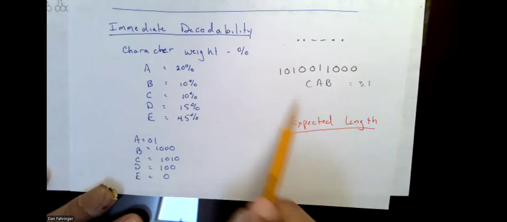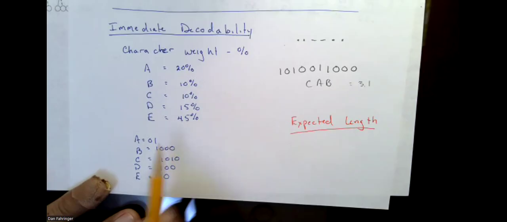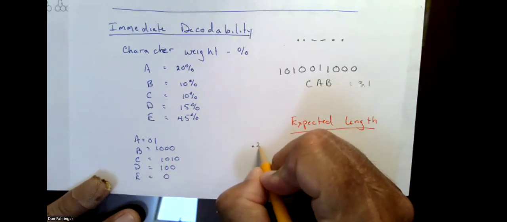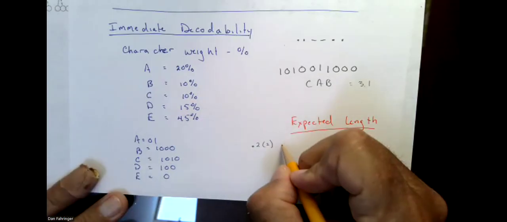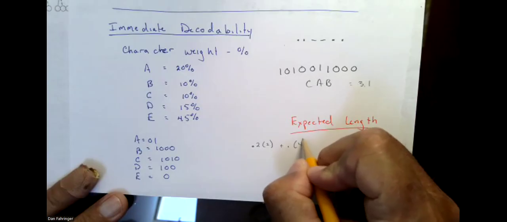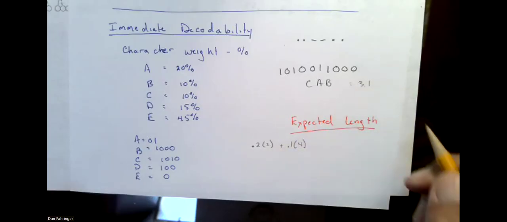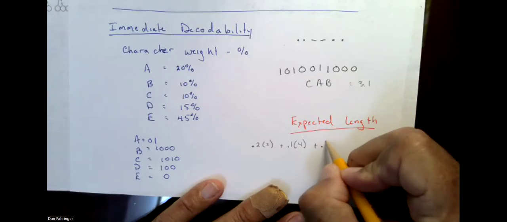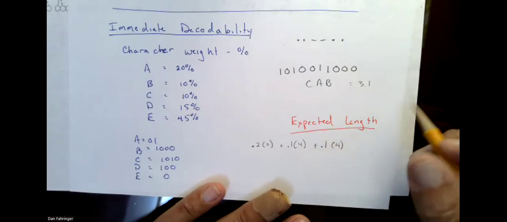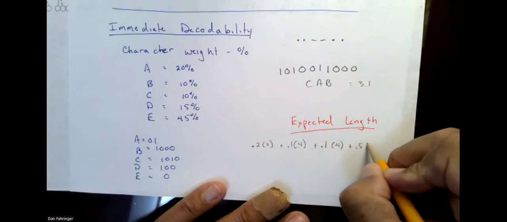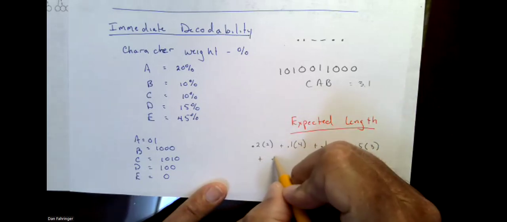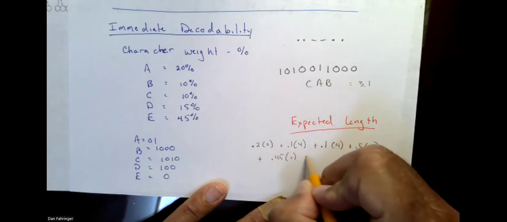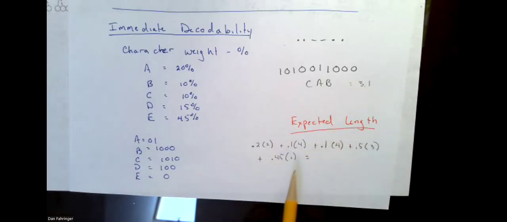And the expected length is going to come from, well, if A is 20% of the time and there's 2 characters, and B is 10% of the time and there's 4 characters, and C is 10% and there's 4 characters, and D is 15% and there's 3 characters, and E is 45% and there's 1 character. This is going to help me with my expected length.